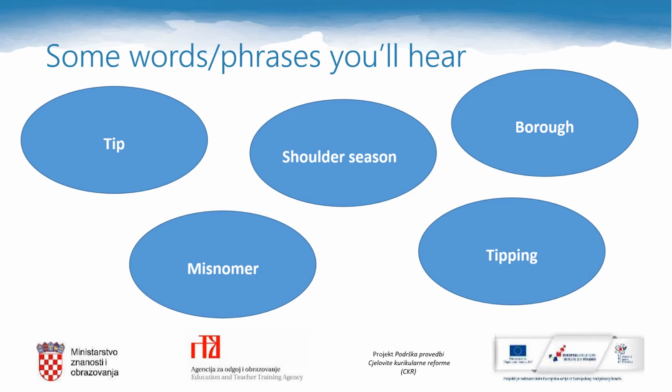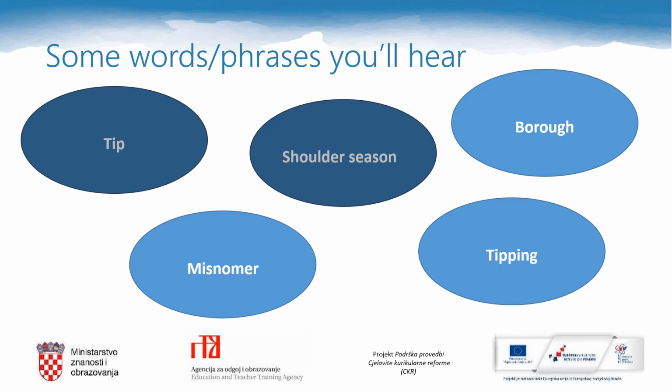A useful piece of information. Which one is it? It's a tip. Then there is a period between high and low season. Of course, it's shoulder season. So between peak season and off-peak season.